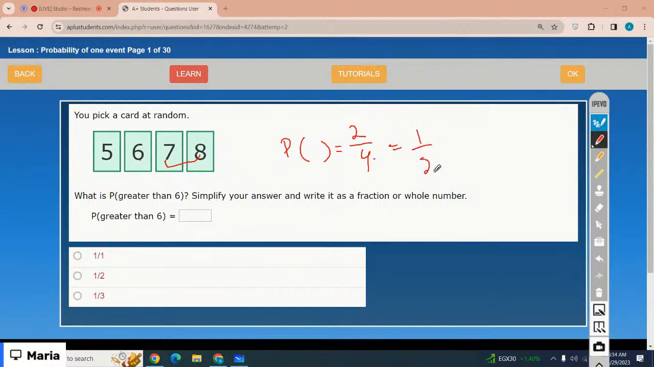So that means the probability is 1 out of 2. The total outcomes are 4 and 2 of them are greater than 6. The correct option is 1 over 2. The probability is 1 over 2, right?